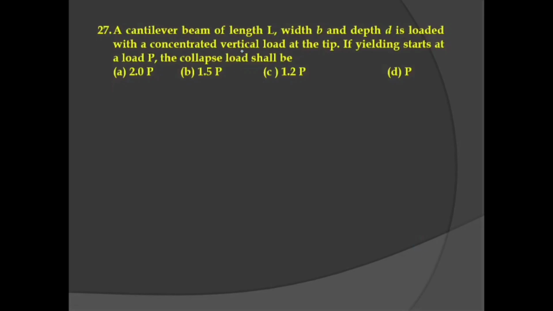A cantilever beam of length L, width B, depth D is denoted, and a concentrated load is applied at the central vertical load. If yielding starts at load P, then the collapse load is equal to, as we know the shape factor is equal to MP over My, and for a rectangular section this is 1.50. MP is equal to collapse load into length divided by the applied load into length. This value is equal to 1.50.